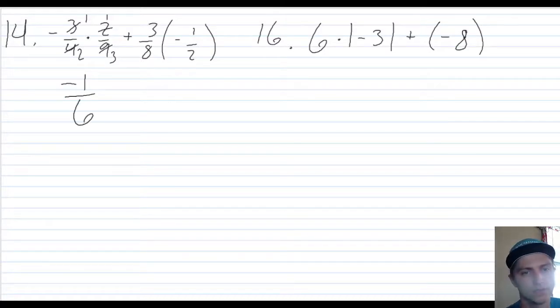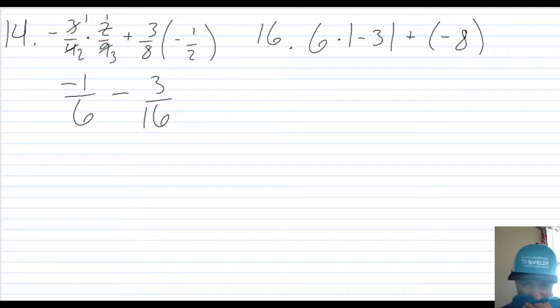And then over here, 3 over 8 times negative 1 over 2. We can't do any canceling. 3 times 1 is 3. 8 times 2 is 16. And then we got a negative times a positive, which means it's negative. So we got negative 3 over 16.